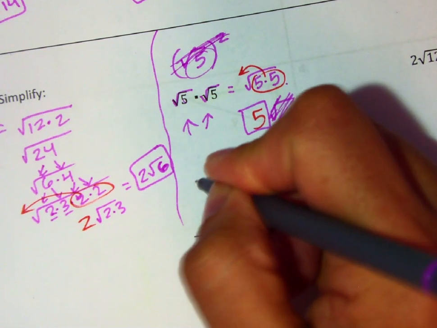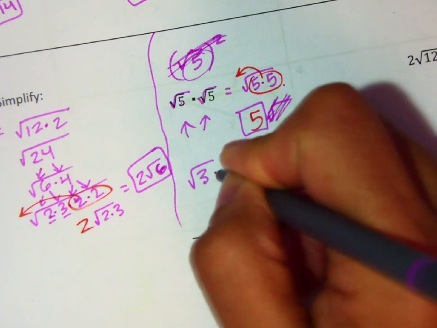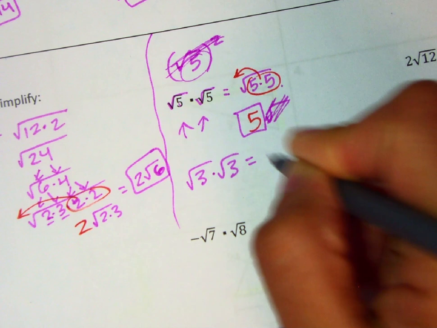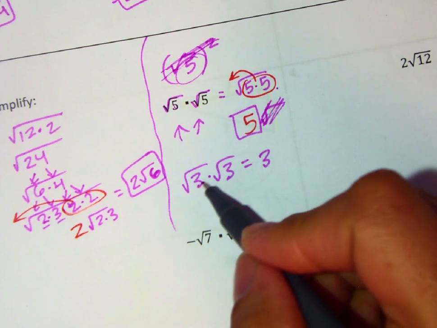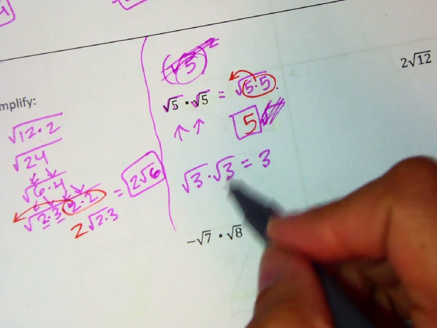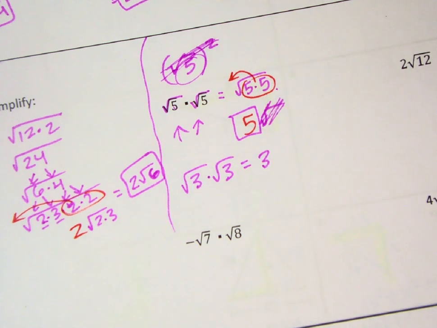So another quick example for this will be square root of 3 times square root of 3. The answer here will be 3. You end up with square root of 3 times 3, which is 9, and square root of 9 is 3. So just another example there.